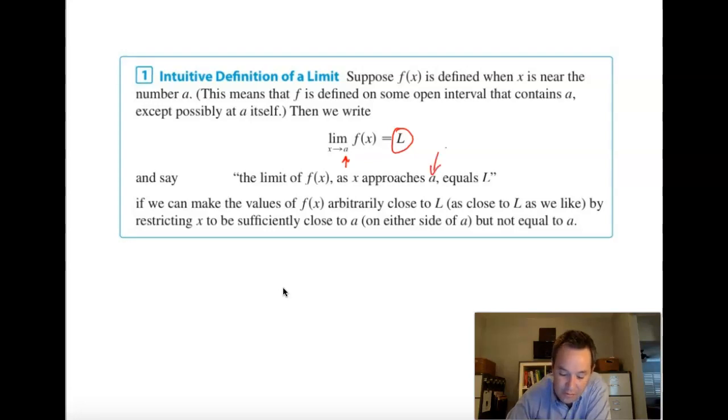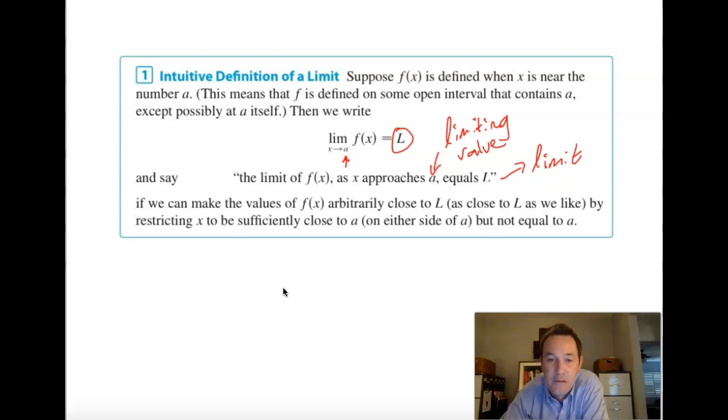We call a the limiting value. We call L the limit. So the limiting value is the thing we're approaching on the x-axis. So generally what it means is we can get as close as we like to L. We can make our function get as close as we like to L as long as we take our x values sufficiently close to a.